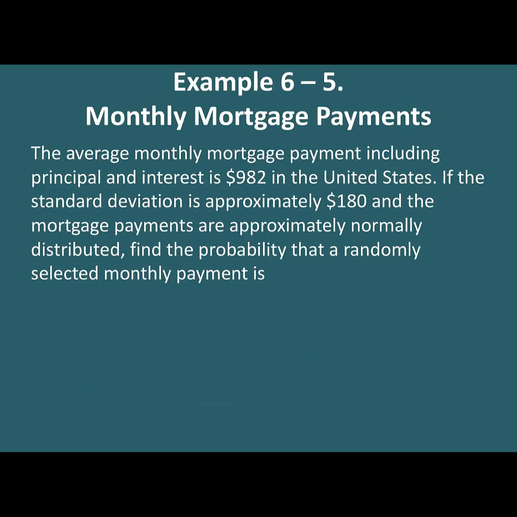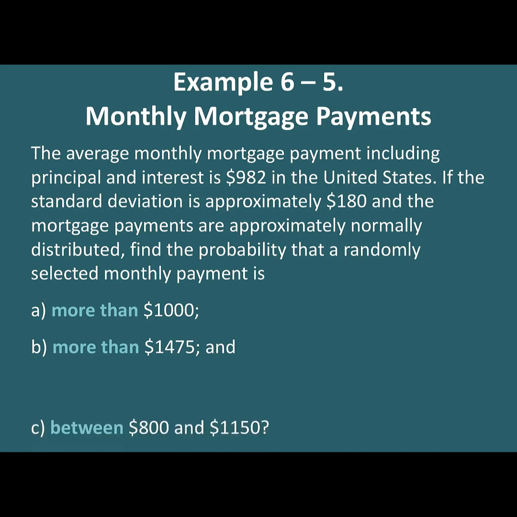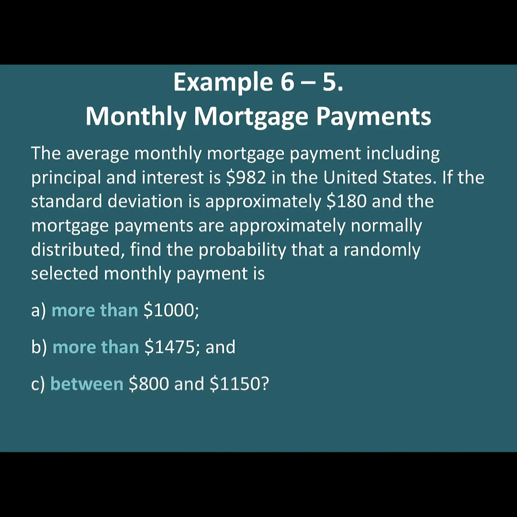Next example. The average monthly mortgage payment, including principal and interest, is $982 in the United States. If the standard deviation is approximately $180 and the mortgage payments are approximately normally distributed, find the probability that a randomly selected monthly payment is A, more than $1,000, B, more than $1,475, and C, between $800 and $1,150.